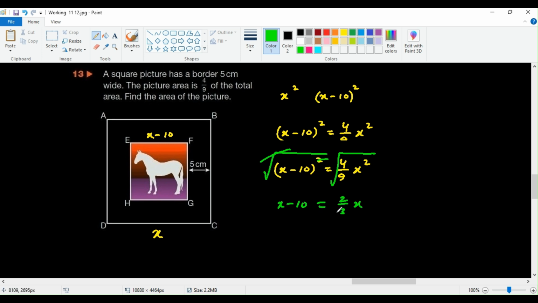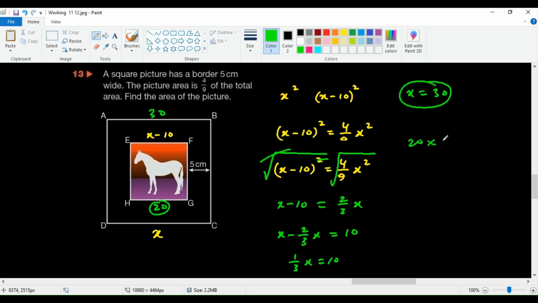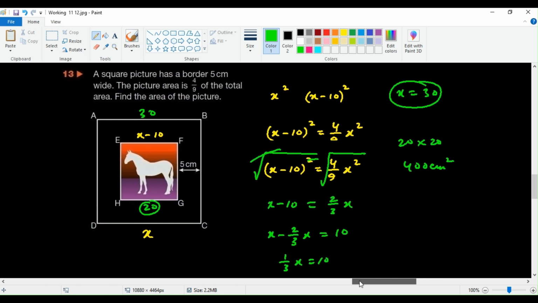Now you have x on both sides, so I will bring 2 over 3 x to this side and this minus 10 to the other side, and this is going to be giving us 1 over 3 x equals 10. That means the value of x is going to be 30. So this frame outside is 30, and the picture is 30 minus 10, which is 20. And we need to find out the area of the picture. So 20 times 20 is going to give us 400 square centimeters. This was the last question of this exercise.